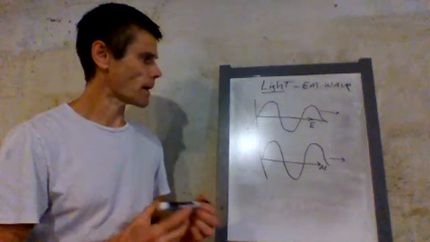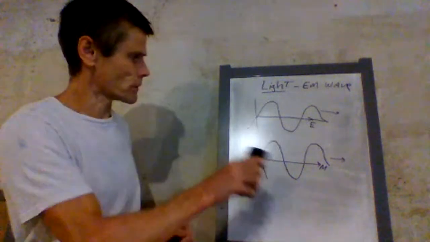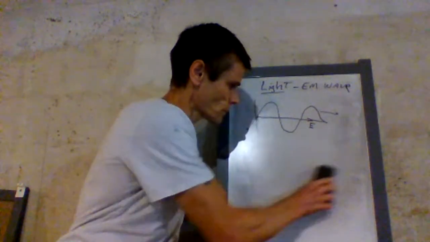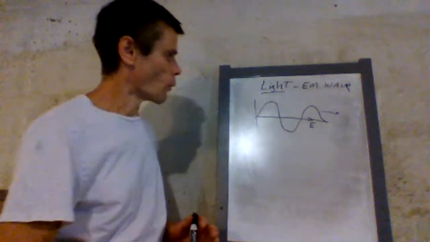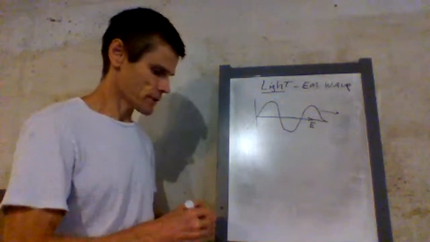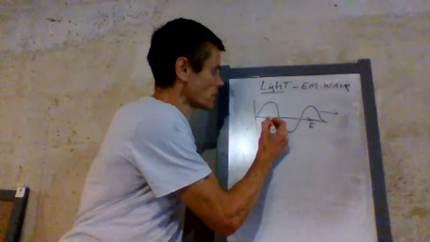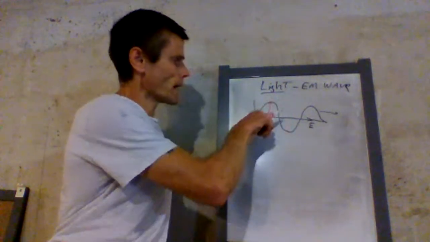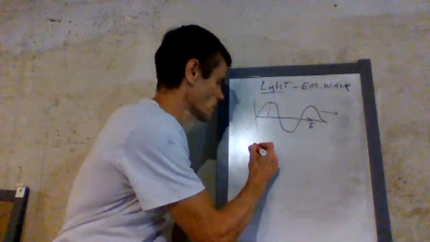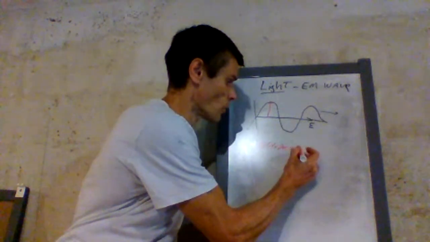Some of the properties of light that help us understand its wave nature: we're just going to look at the electric component. One feature of a wave is that it has an amplitude. Let's take a different color marker, my red one. Amplitude is the height of the peak of one of the waves. Amplitude is simply the peak height of a wave.